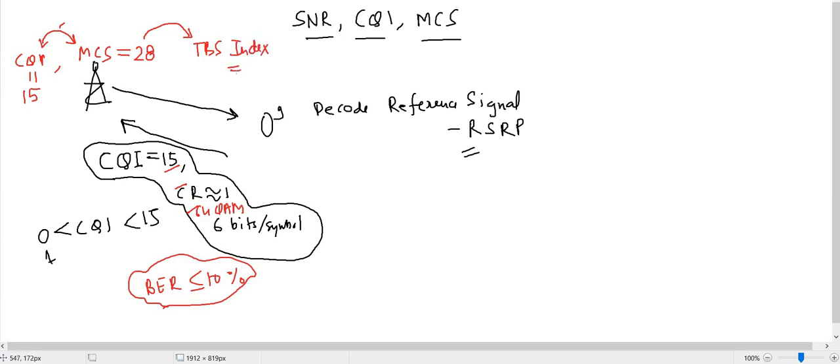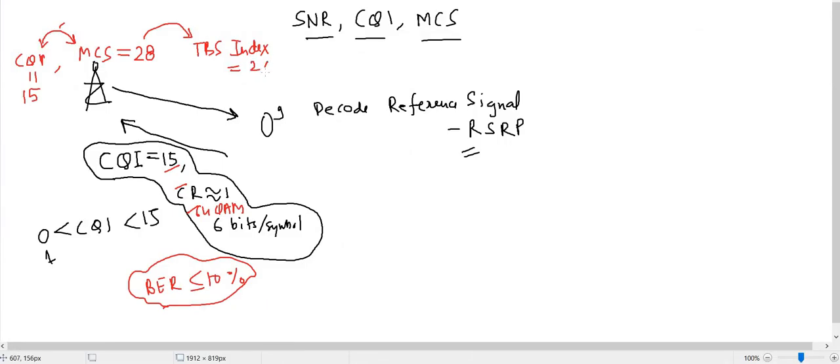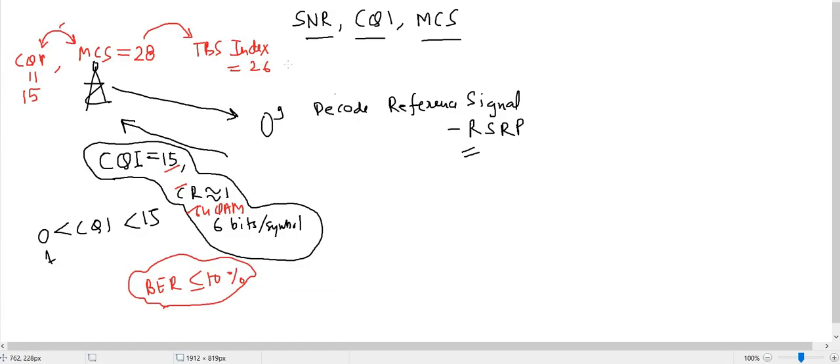So we have seen this value as 26. Okay, that is for 28. Why 28? Because CQI was 15, so MCS was 28, and the TBS index is 26. So this we have found out.